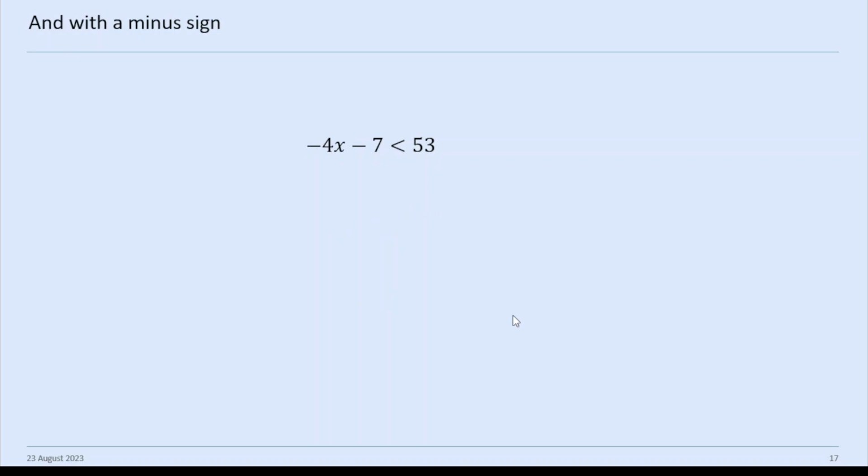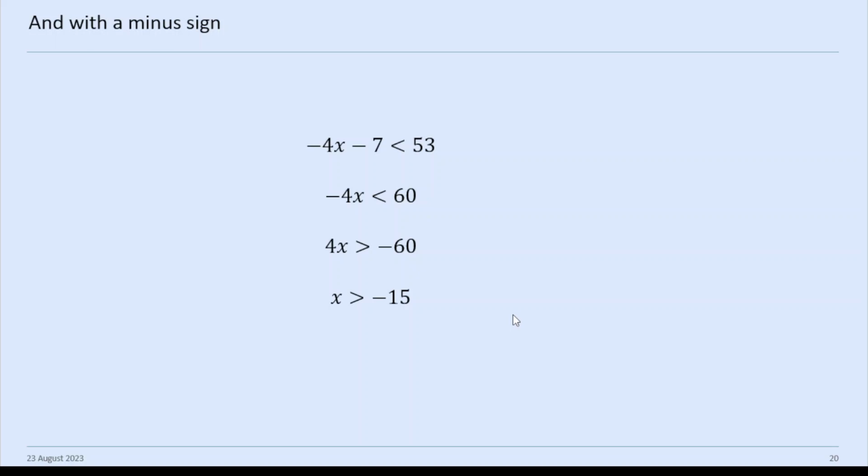Minus 4x minus 7 is less than 53. I love solving maths problems. Add 7 to both sides. Minus 4x is less than 60. Multiply both sides by minus 1. 4x is greater than minus 60. Divide by 4. x is greater than minus 15.